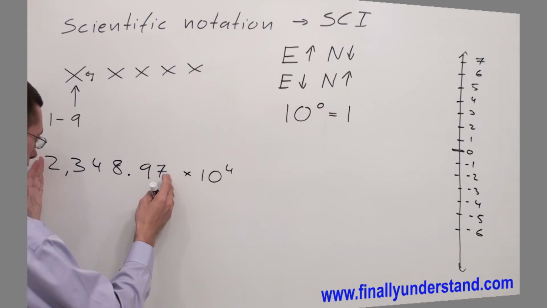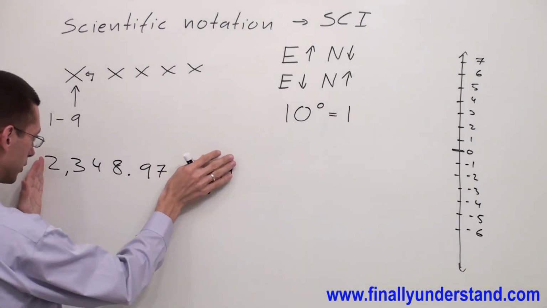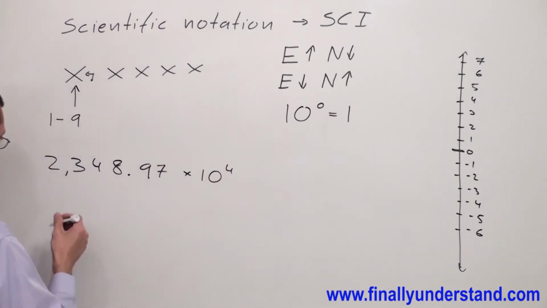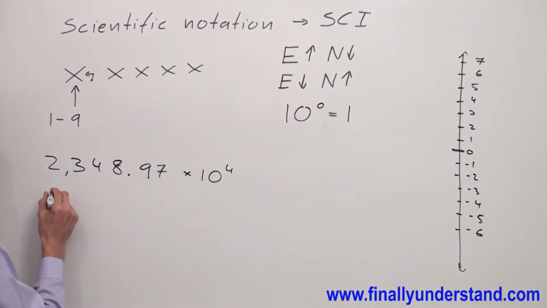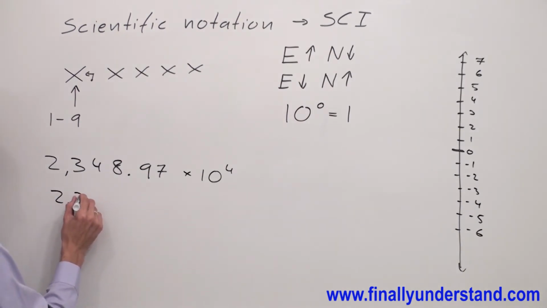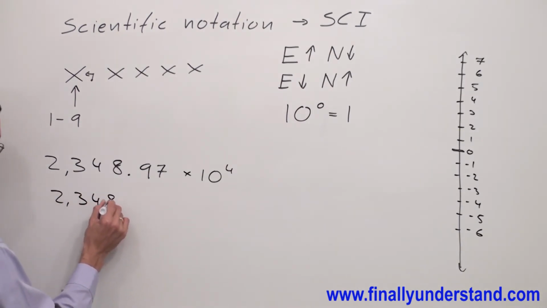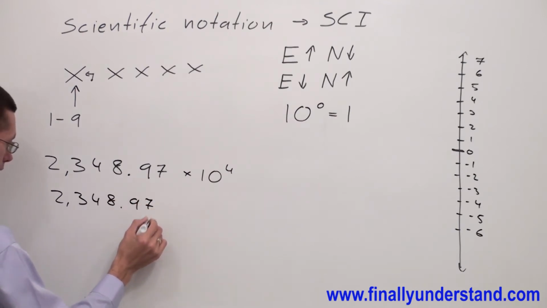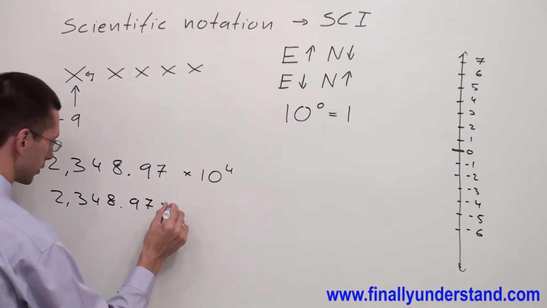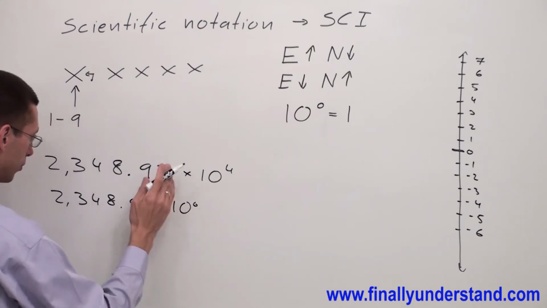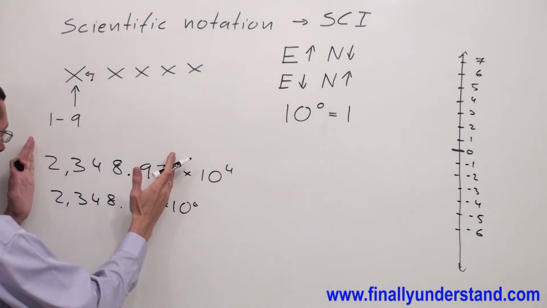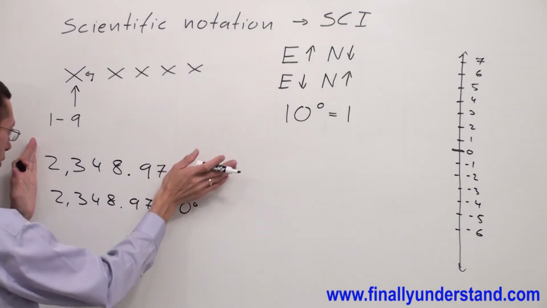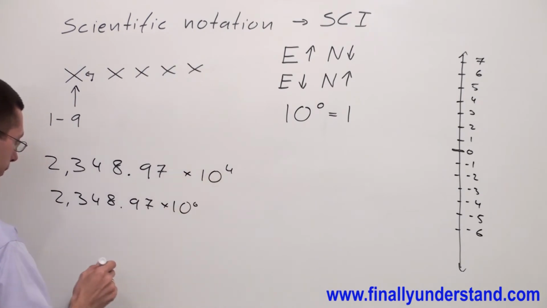First of all, we're going to look at the number. As I said before, forget about the multiplier at this moment, okay? Copy down the number. I have 2,348.97, okay, times 10 to the 0. Remember, I'm talking only about the number. I don't care right now about this multiplier, okay?